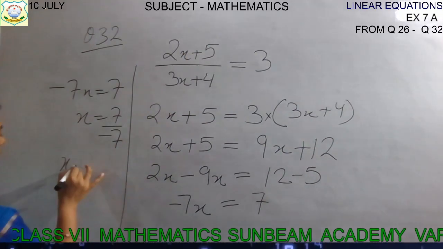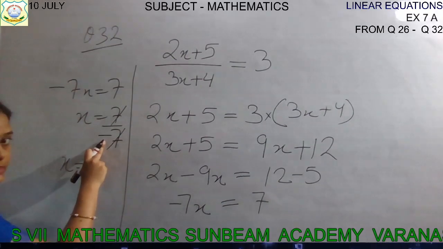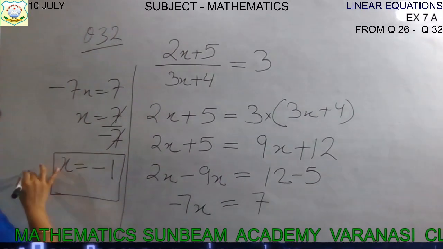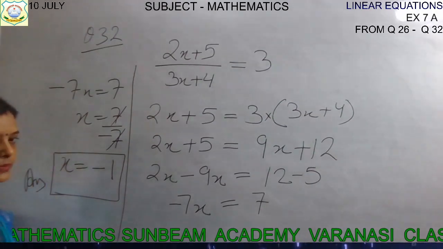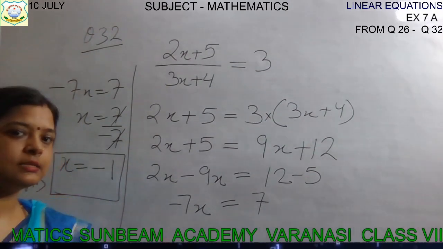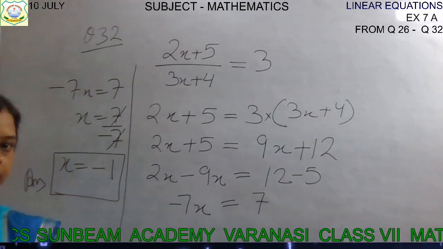Now x is equal to 7 by minus 7, and 7 will cancel out. This minus will remain, children. So minus 1. So what is the value of x? x is equal to minus 1. So our answer is x is equal to minus 1. Quickly solve this, children. I am waiting.